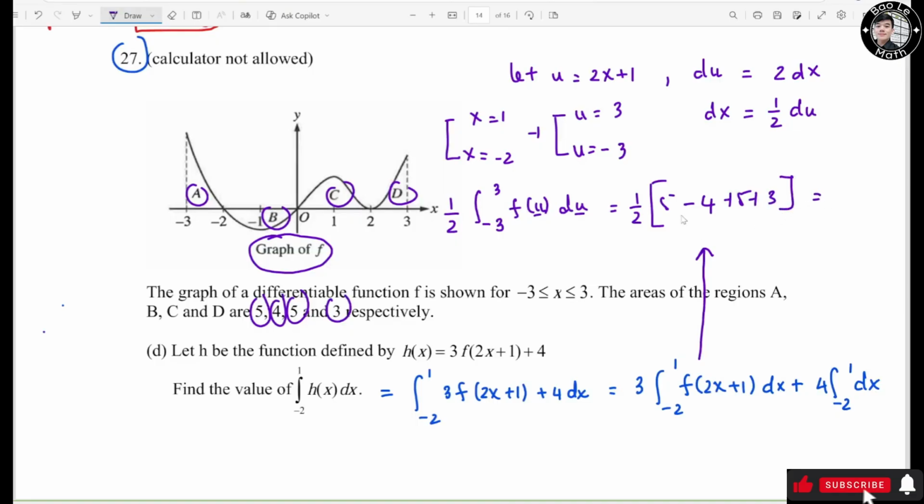So the answer is 9/2. I substitute 9/2 over here, so it could be 3 times 9/2, right? Plus 4s evaluated from negative 2 to 1, right? So it could be 27/2 plus 4 times 1 plus 2, right? So the final answer should be 51/2.